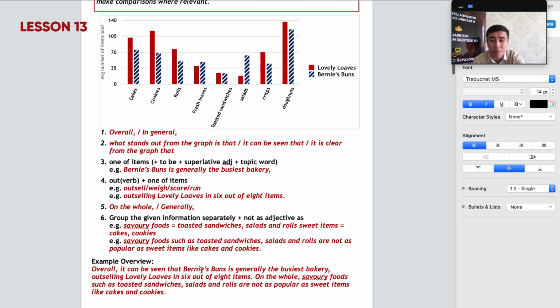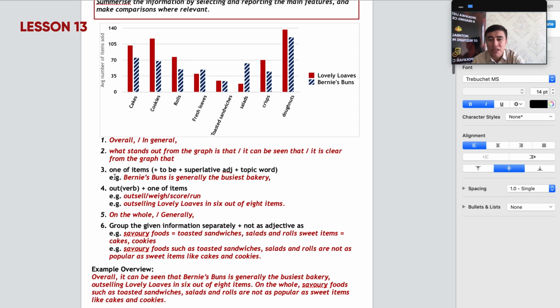So let's consider this overview. Overall, it can be seen that Bernie's Buns is generally the busiest bakery, outselling Lovely Loaves in 6 out of 8 items. On the whole, savory foods such as toasted sandwiches, salads, and rolls are not as popular as sweet items like cakes and cookies. So these are simple 6 steps that you should follow, guys, and now we'll consider example.